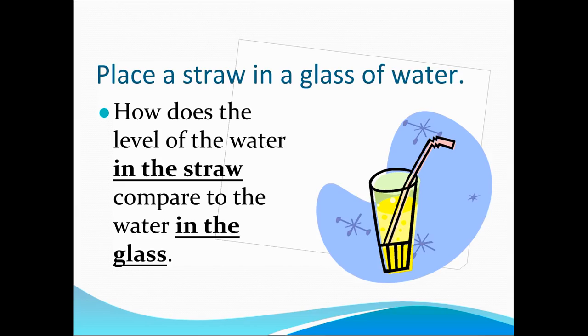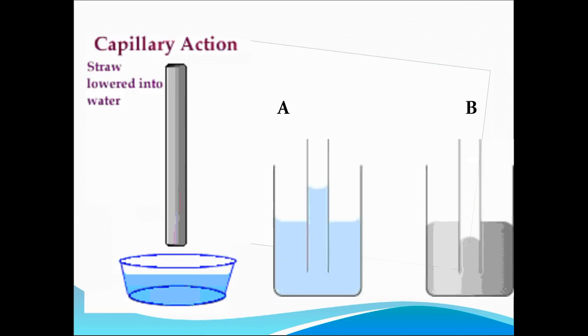When you place a straw in a glass of water, have you ever noticed the level of the water in the straw compared to the level in the rest of the glass? Does the level of water in the straw look like picture A, where the water in the straw is higher than the level of water in the glass? Or picture B, where the water in the straw is lower than the level in the glass? If you said A, you're correct.